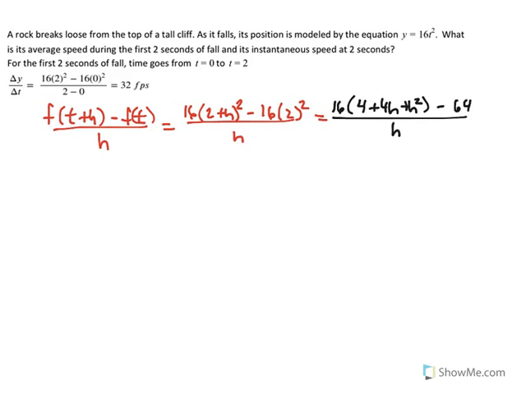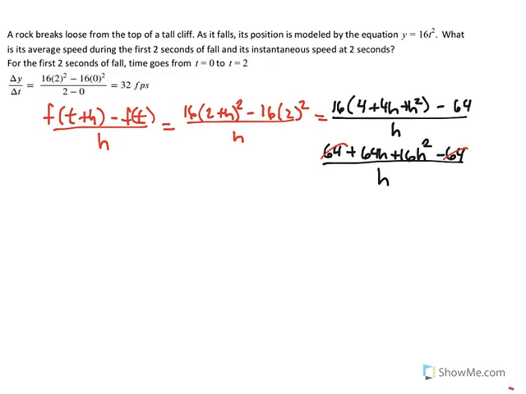Now up there in our numerator, we want to use our distributive property, so that we've got 64 plus 64h plus 16h squared minus 64 divided by h. We've got 64 and 64. Those two sum to 0. So we're left with 64h plus 16h squared divided by h.